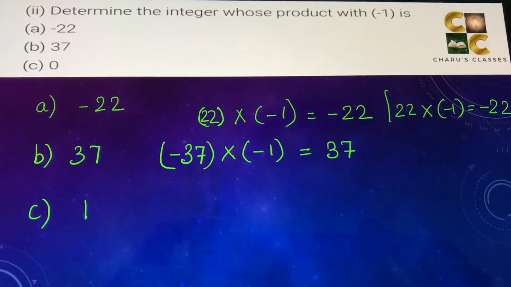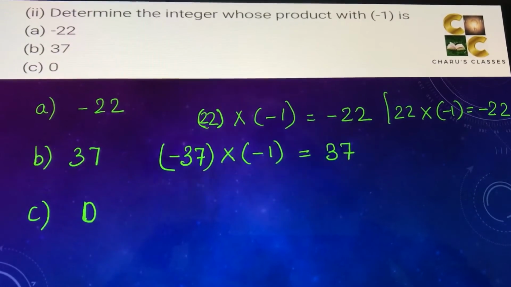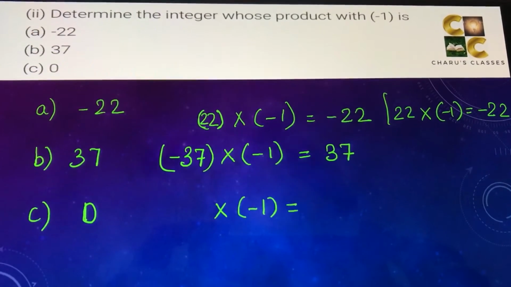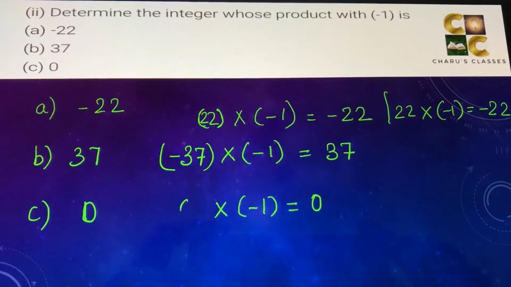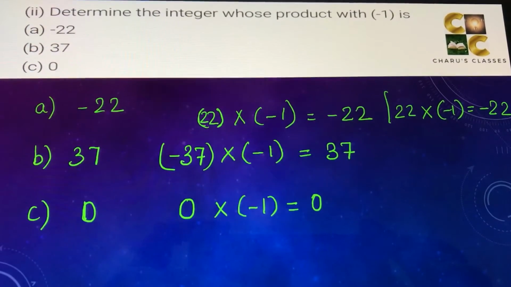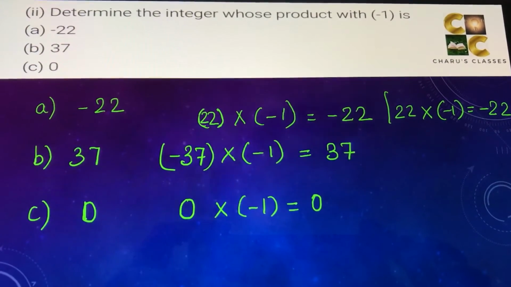Determine the integer whose product with minus 1 is 0. So something multiplied with minus 1, if it is giving us 0, definitely that number is 0, because 0 multiplied by anything gives us 0.